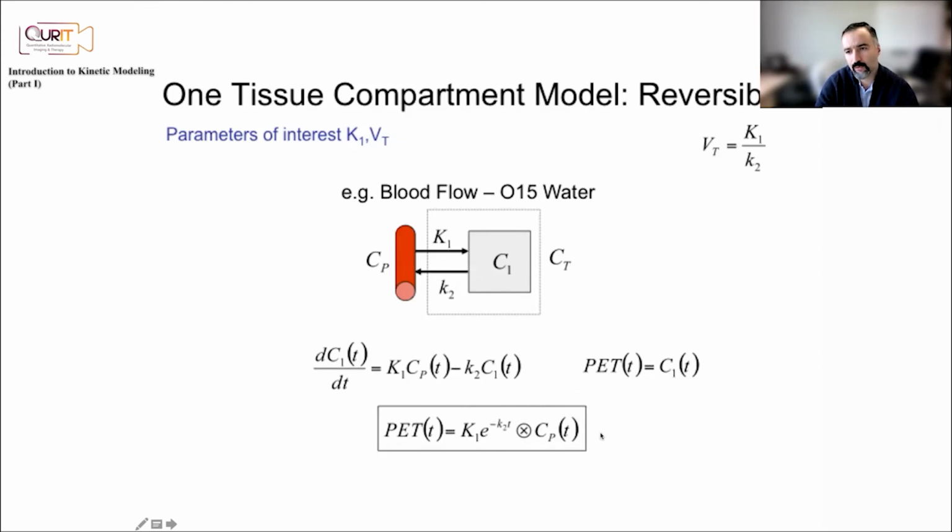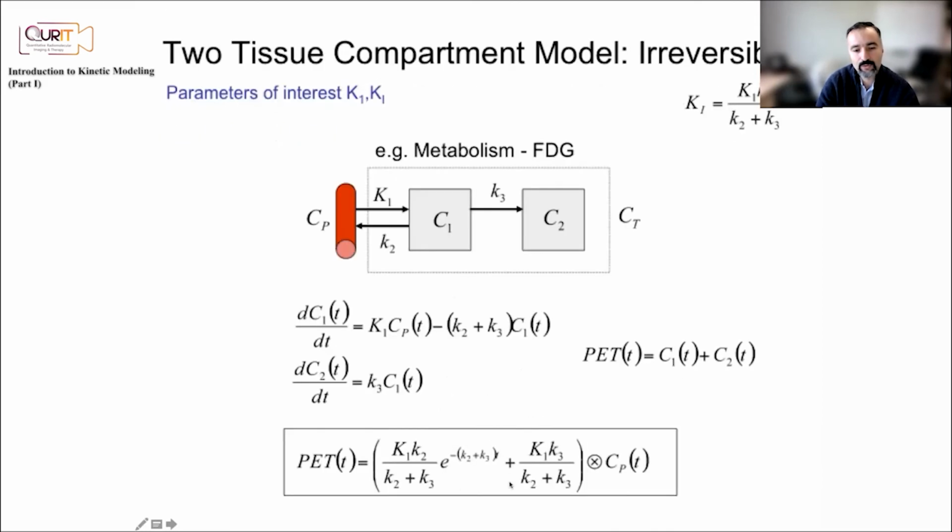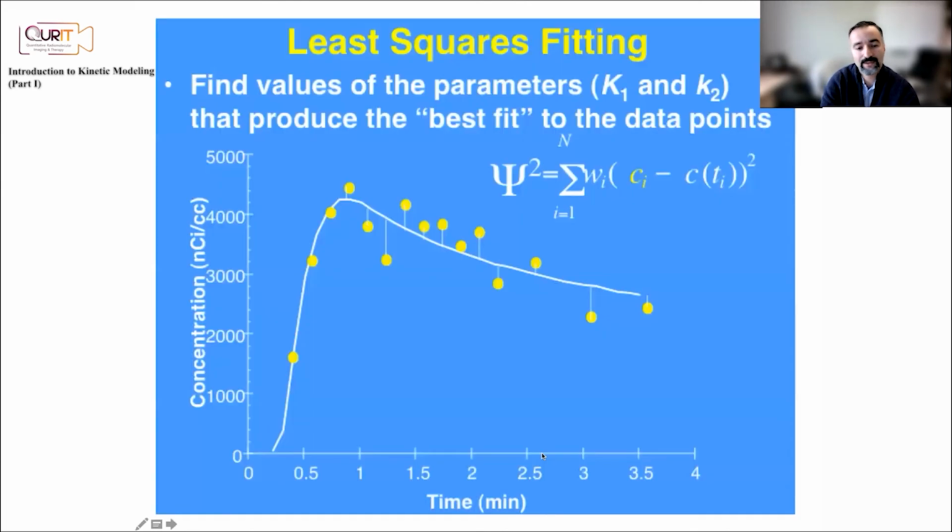I'm not going to focus on the formulas, right? You can refer to them and work them out if you're further interested. But this is the actual solution for this model. This is a solution for the two-tissue irreversible model, right? So now you have solutions for them, and you basically fit them, so K1, K2, and K3 allow you to fit the data.